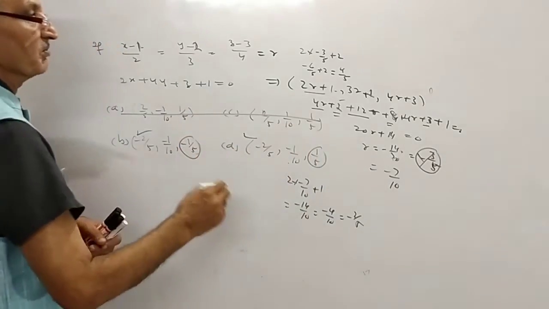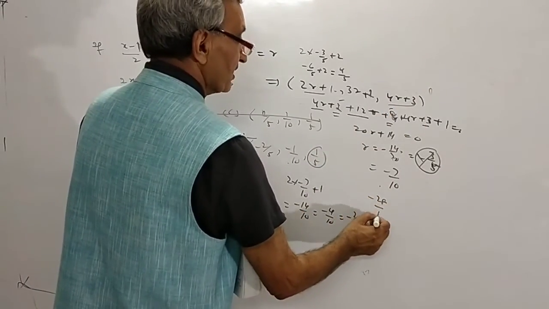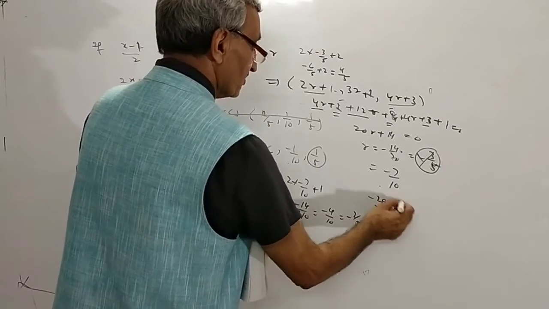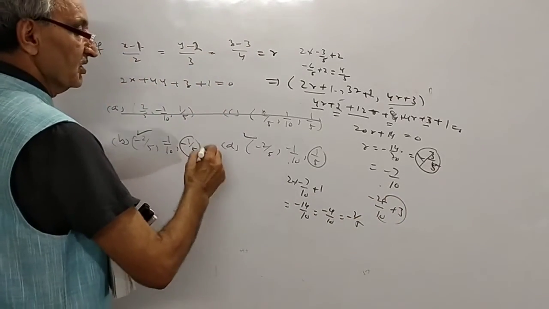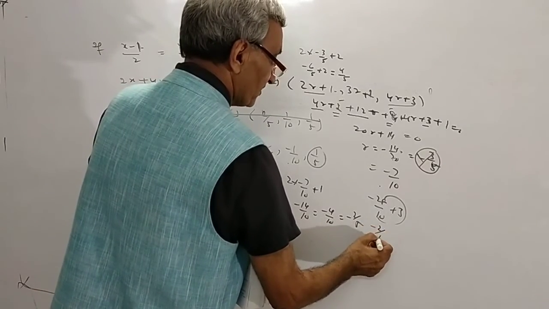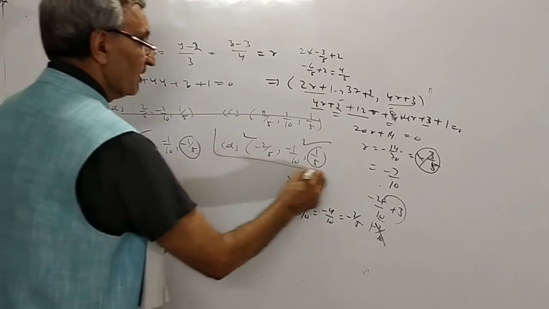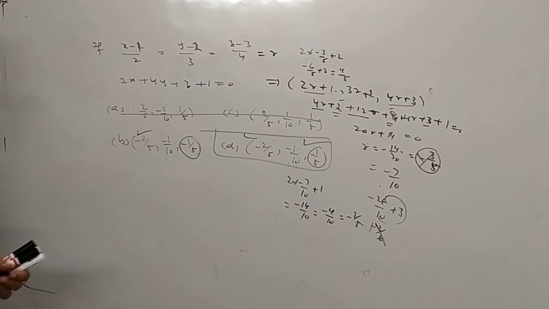1 by 5 minus 1 by, I will put this value here, it is equal to minus 28 by 10 plus 1 3, this is equal to 30, so this will be minus 2 by 10, which is equal to plus 1 by 5. So D is my answer. I will keep D as my answer.